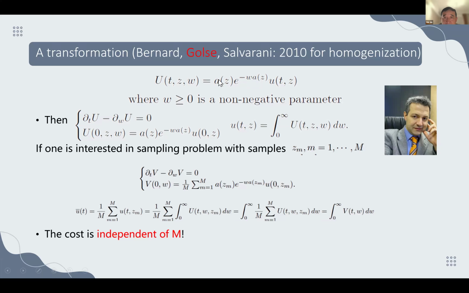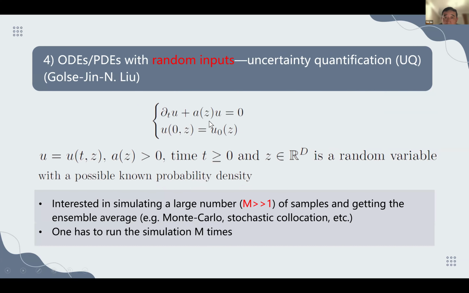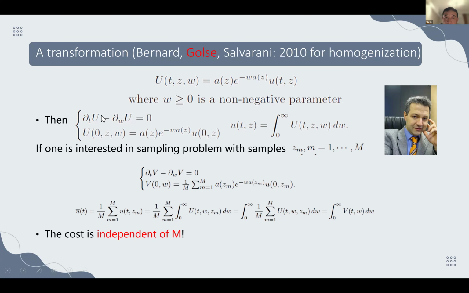He basically goes to high dimension by introducing a new variable w. He defines capital U, which depends on t, the random Z, and w, to be e to the minus w A of Z times u. Here I assume A is positive and w is positive. Then if little u solves this PDE with a coefficient A of Z, capital U solves this linear transport equation, but now this equation has no A of Z. So the random dependence of the coefficient disappears, and it appears only in the initial data. To recover u, you just integrate capital U over w.